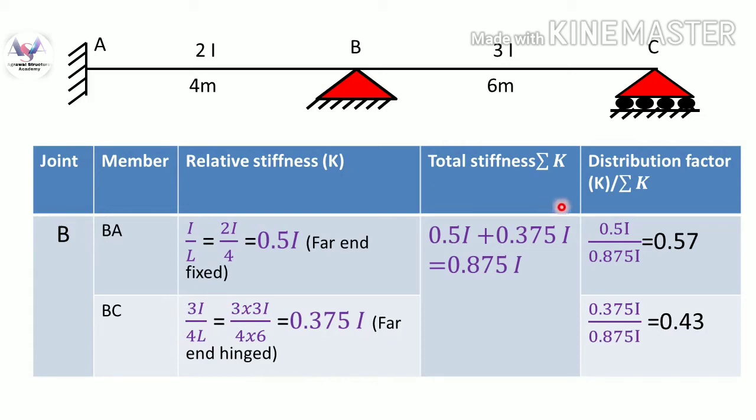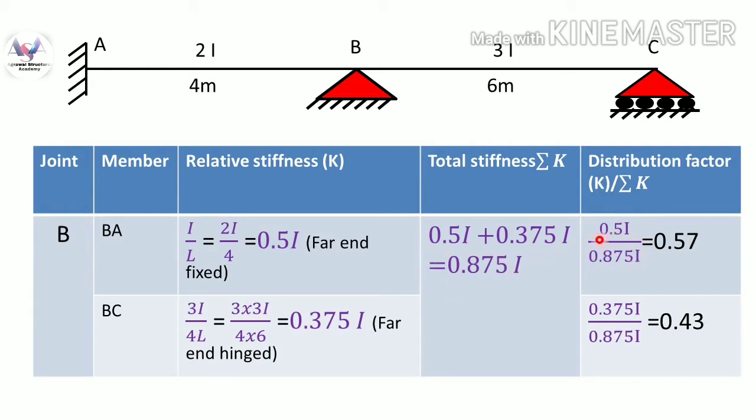Now here, total stiffness is the sum of all the stiffness of the members which are meeting at the joint. So at the joint B, BA and BC are the members meeting. So this is the sum of 0.5I plus 0.375I. So that total is equal to 0.875I. Now we have already seen the definition of this distribution factor: the relative stiffness of the individual member to the total stiffness at the joint. So total stiffness at the joint is what?